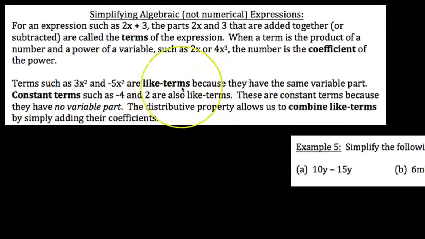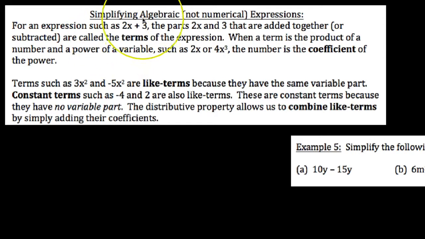Okay, YouTube, we've been working with numerical and variable expressions, simplifying them, evaluating them, and even writing verbal models. But now we're going to get into simplifying algebraic expressions. So these are things without numbers. This is not order of operations per se. This is more about taking something with variable terms and simplifying it even further.